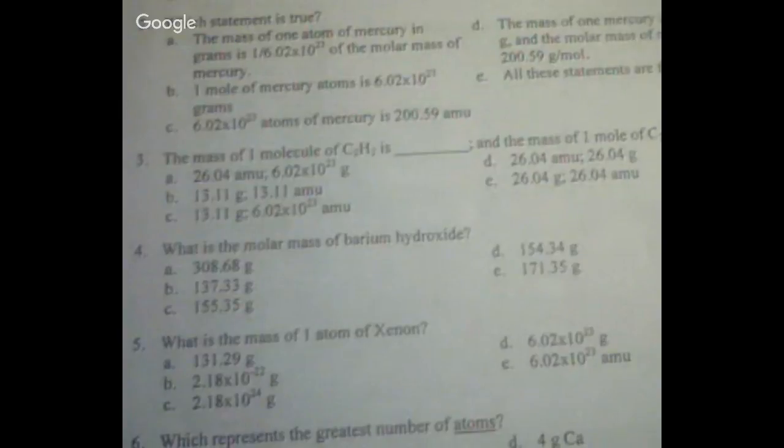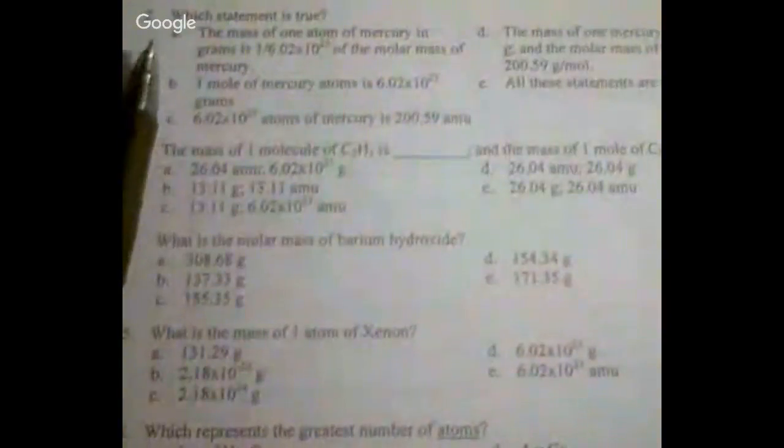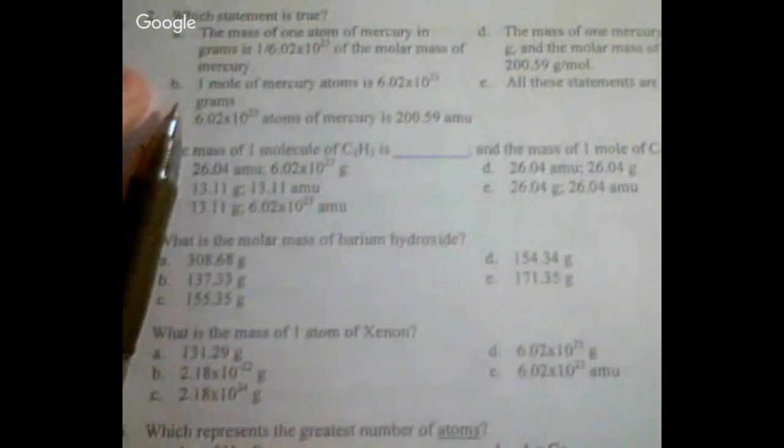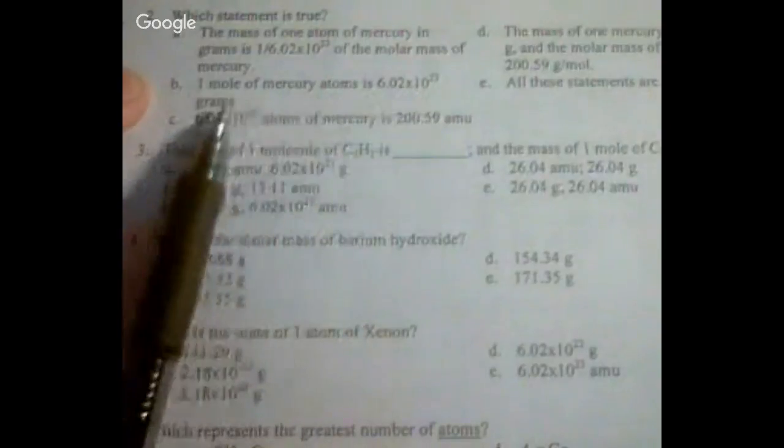All right. So Anna, and for everybody else, number 2, which statement is true? The answer is A. So let's look at everything else and talk about why it's not true. B, 1 mole of mercury atoms is 6.02 times 10 to the 23rd grams. Okay. 1 mole is this number, 6.02 times 10 to the 23rd, but 1 mole is not that many grams, it's just that many things.